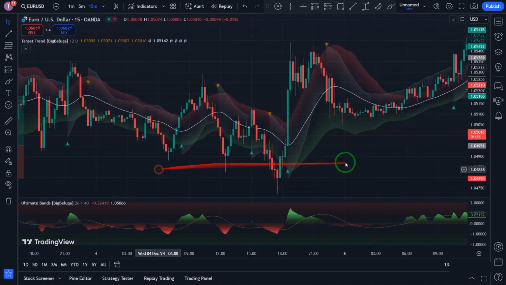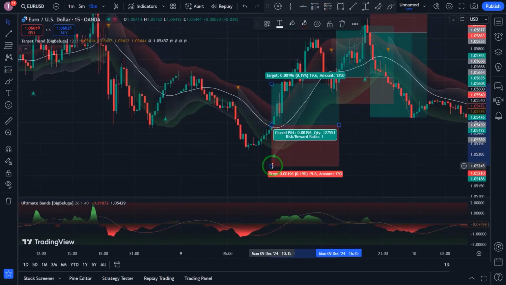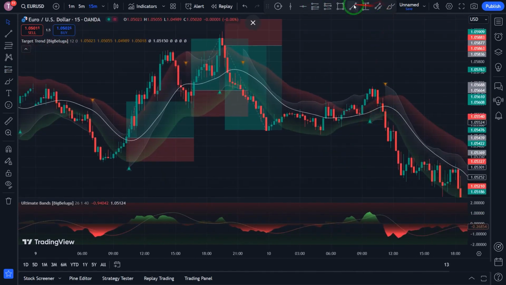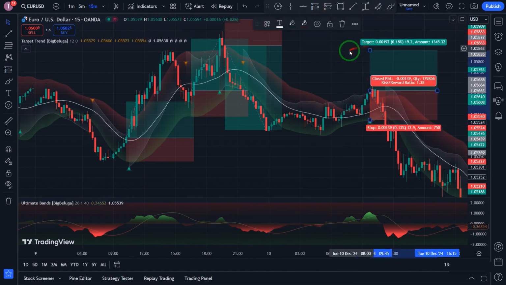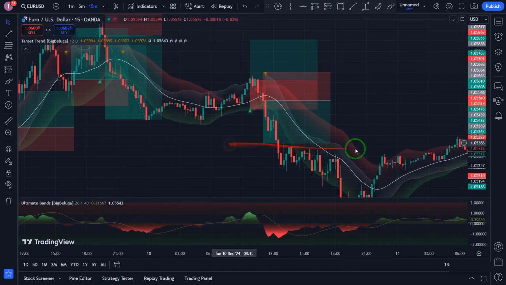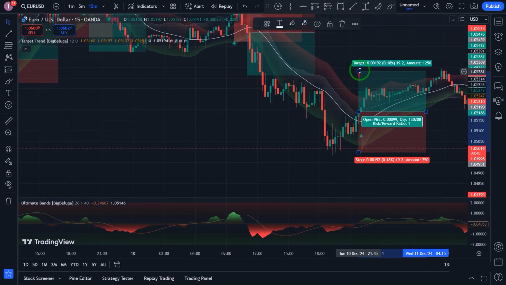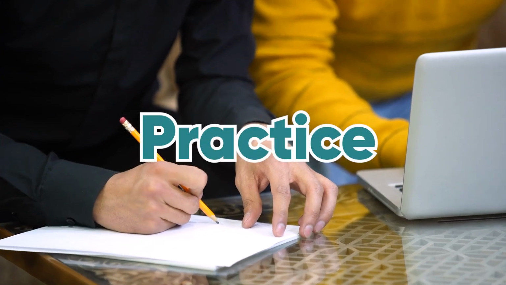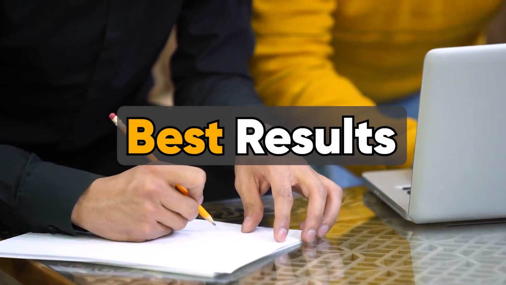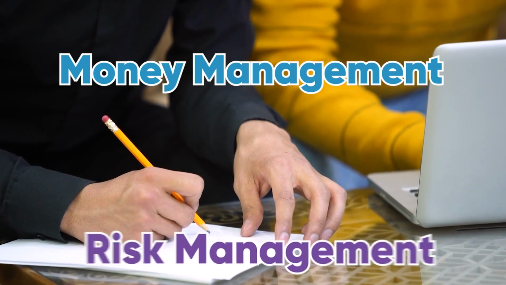Well, now that you have fully learned the strategy and know how to execute successful trades with it, the only thing left is for you to try it out in the market yourself. This strategy, like any other tool, requires practice to achieve the best results. Remember to always adhere to money and risk management.